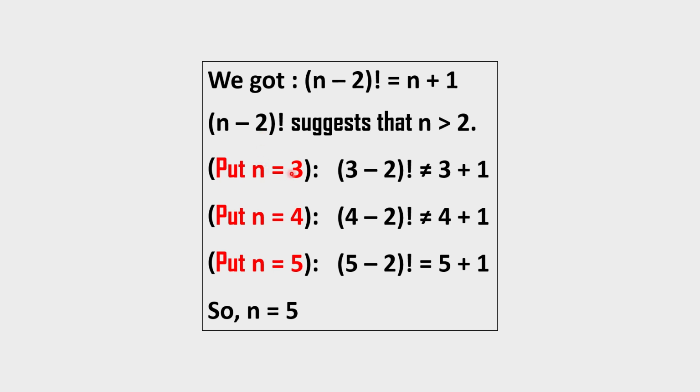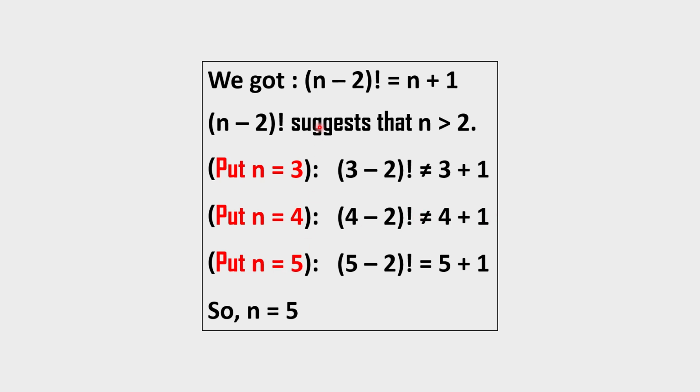So we put n equal to 3. Left side, (n minus 2) factorial, 3 minus 2 factorial, that means 1 factorial, 1. Right side, n plus 1, 3 plus 1, 4. So they are not equal. Put n equal to 4. 4 minus 2 factorial, that means 2 factorial, that is 2, on the left side, and on the right side, n plus 1, 4 plus 1, 5. Again, they are not equal.